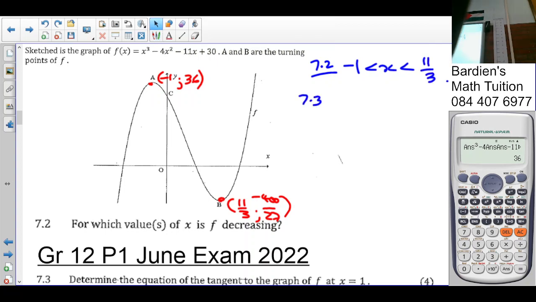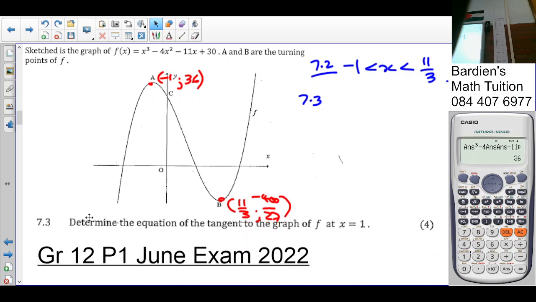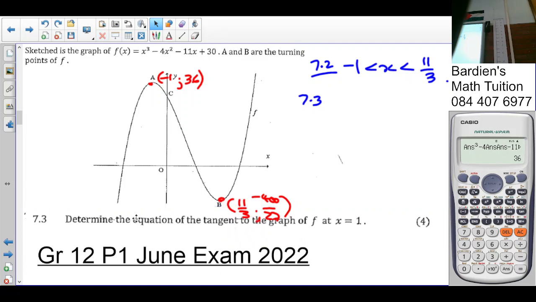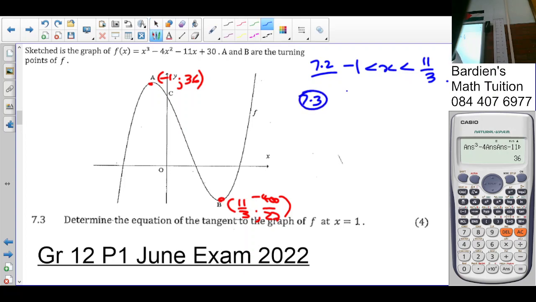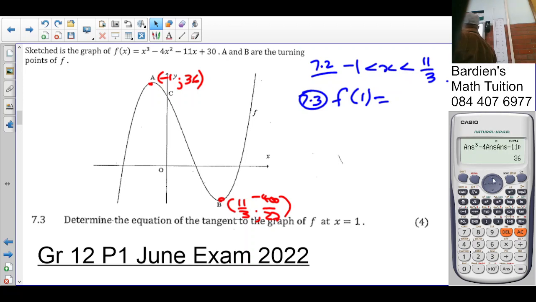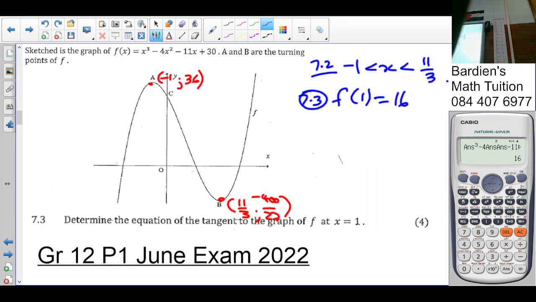In question 7.3, we are told, determine the equation of the tangent to the graph at x equal to 1. So what we do is we work out what f of 1 is. We put 1 through the formula to get the corresponding y value. We get 16. So that point is 1 and 16. That point is approximately here, somewhere there. Okay, 1 and 16.